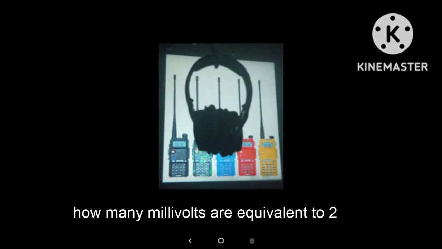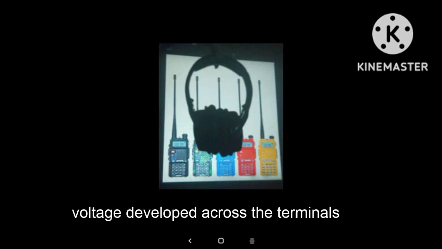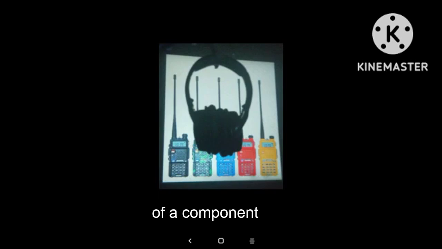0.5 watts. Number 3. A kiloohm is 1,000 ohms. Number 4. How many millivolts are equivalent to 2 volts? 2,000. Number 5. Voltage drop means voltage developed across the terminals of a component.